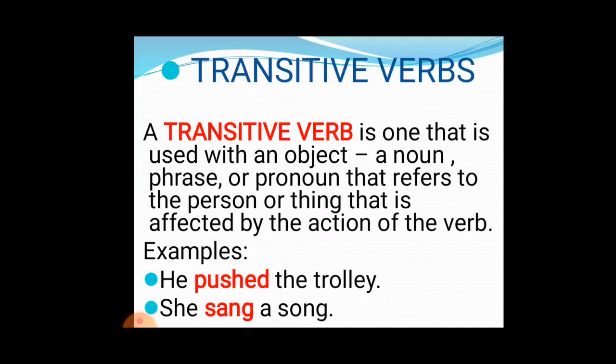She sang a song. Now here sang is the verb, and what did she sing? A song. So again we are getting the answer of what. So that means a song is the object here. So that is why we say that these sentences are using transitive verbs.